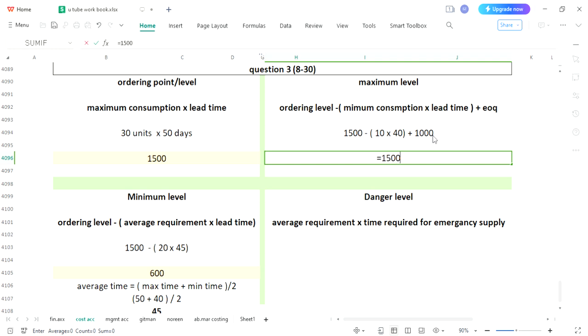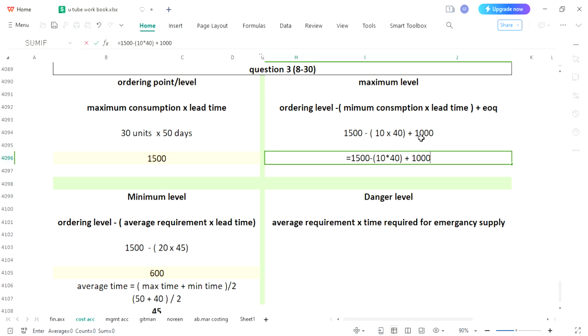1500. Please look at this statement, and we are turning it into a calculation. 10 multiplied by 40, bracket closed, and then you will add 1000. It may be possible you can calculate in the normal manual way, where you will solve this bracket first and then 1500 minus the answer of this bracket and plus 1000.